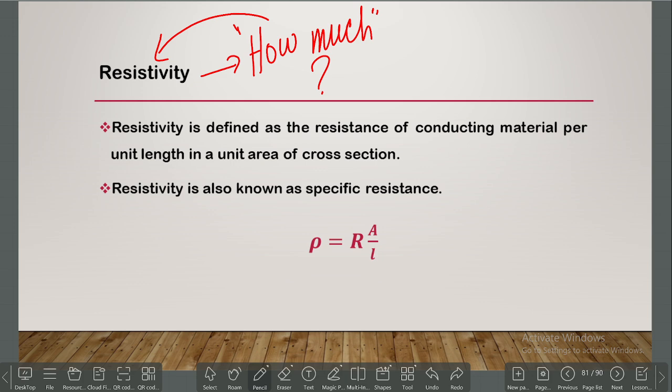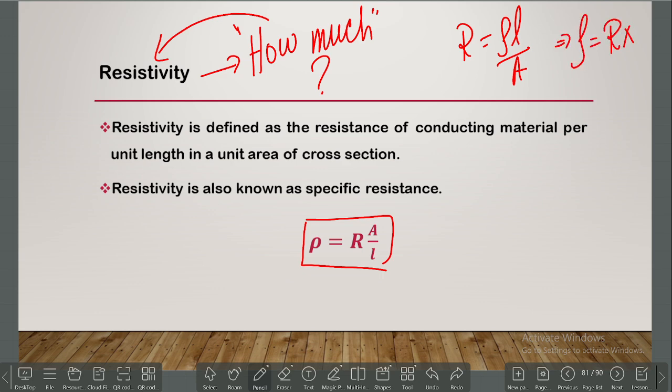And how do we define this? Resistivity is defined as the resistance of the conducting material per unit length in a unit area of cross section. Based upon the formula, how can we rearrange it? We all know R is equal to rho L by A. If you need rho, how will the formula rearrange? Rho is equal to R into A by L.